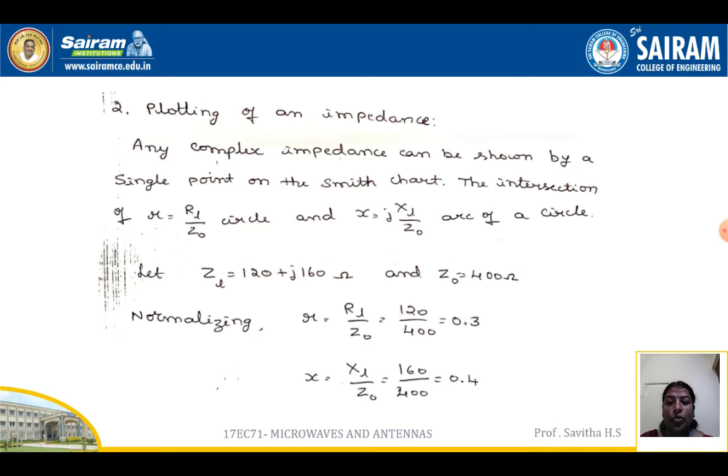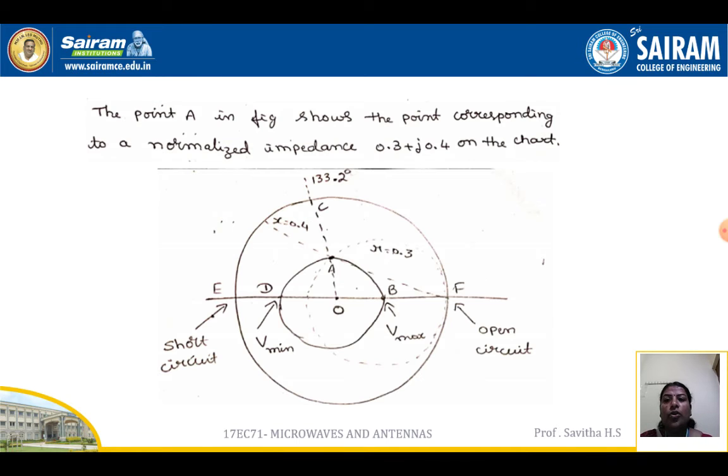So normalizing, in order to get the resistance and the reactance values, R is equal to RL by Z0. So 120 by 400 is equal to 0.3, and the reactance XL by Z0, 160 by 400, is equal to 0.4. So you can see in the diagram point A. Point A in the figure shows the point corresponding to the normalized impedance 0.3 plus J 0.4 on the chart. The intersection of the R circle with the X value will be denoted as point A.